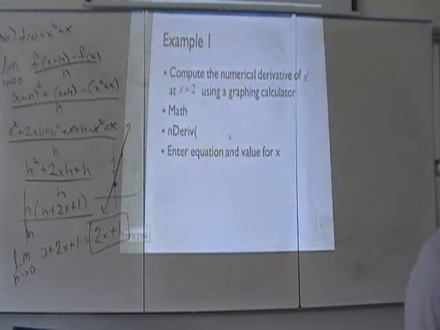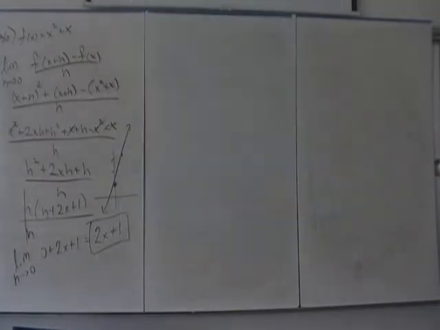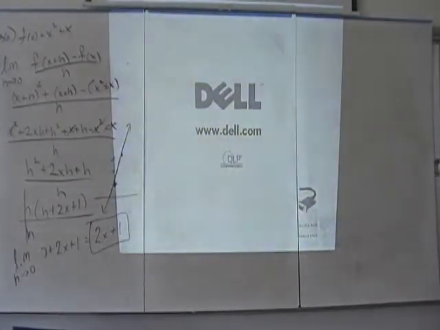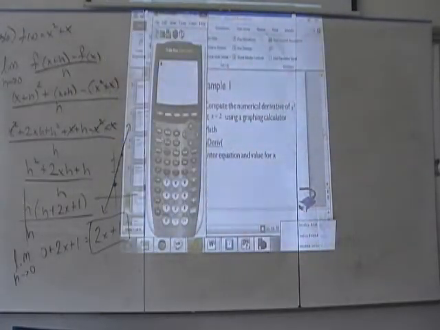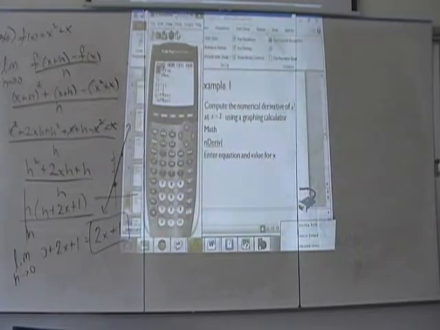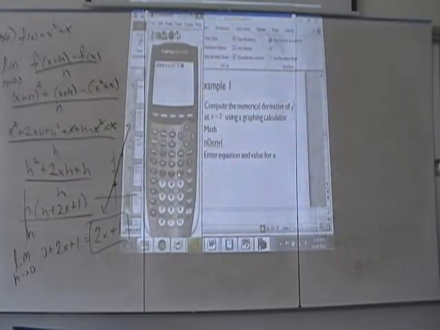So you can hit math. Alright, let's clear this. Hit math. Go to nDeriv. It's number 8. There we go. Number 8. Hit enter. Enter the equation, x cubed. Close parentheses. And then the value for x.